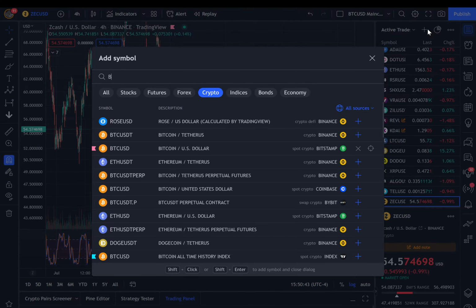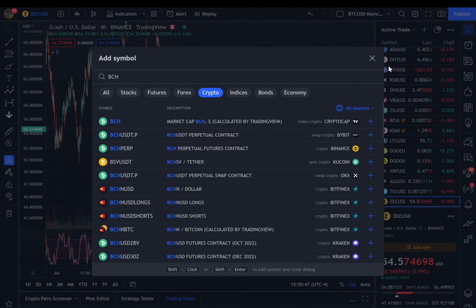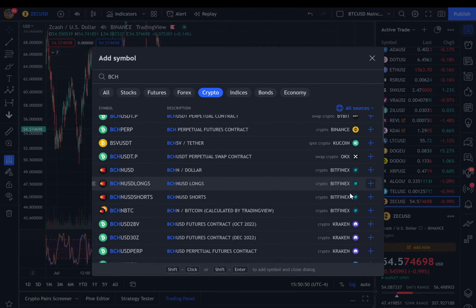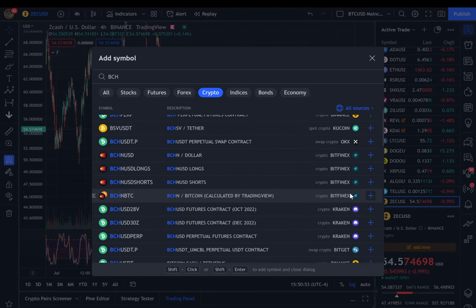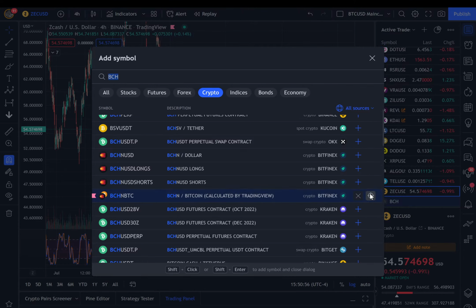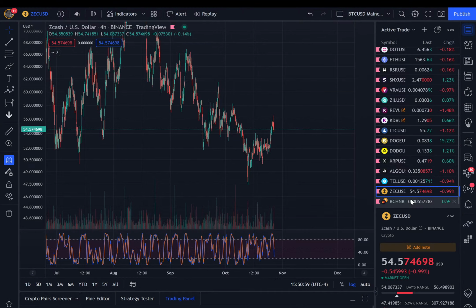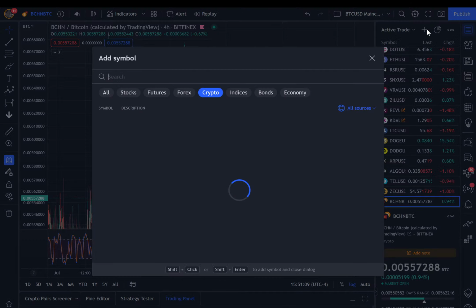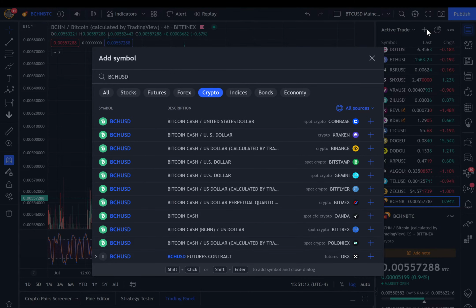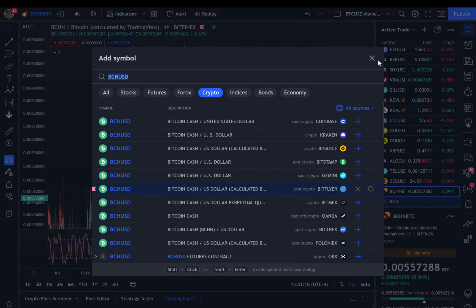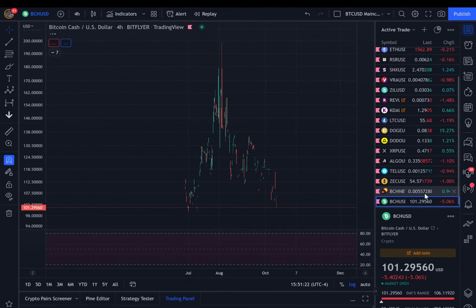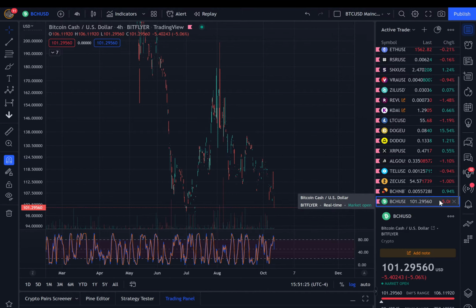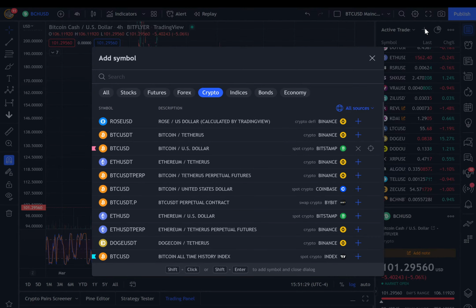So first, let's get BCH on here. BCH. What the hell does the N stand for? Is that Bitcoin Cash? That always confuses me every single time. Is BCHN Bitcoin Cash? Okay, probably not. What the hell is Bitflyer? Anyway, let's use this because it's calculated by TradingView. Ew, no. This is the worst chart I've ever seen in my life. There's no data. Let's see.